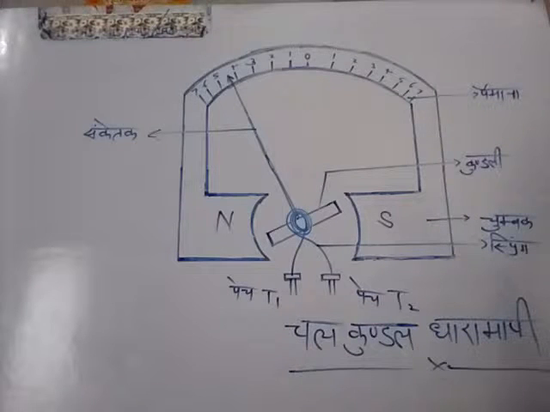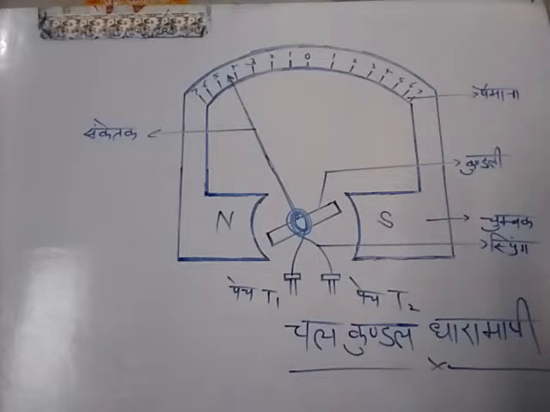Now I'll talk about its principle. When any current carrying coil is put between the poles of a magnet, then the magnetic field applies torque on the current carrying coil. So a turning effect is produced on the coil, the current carrying coil.